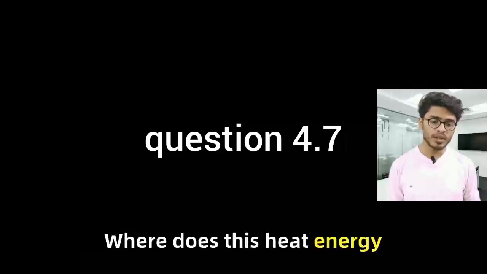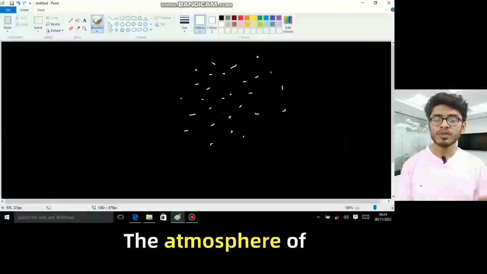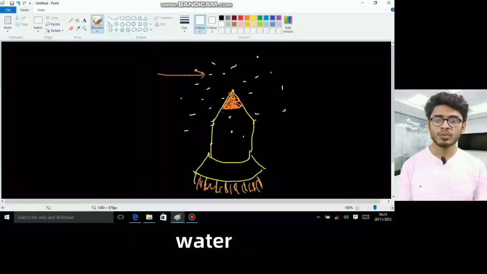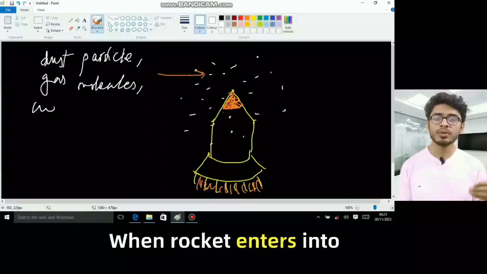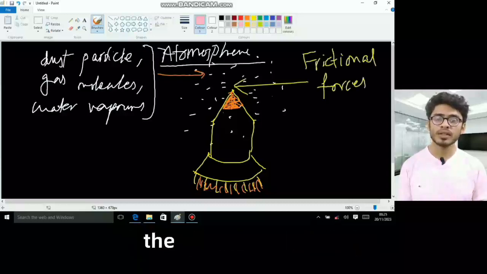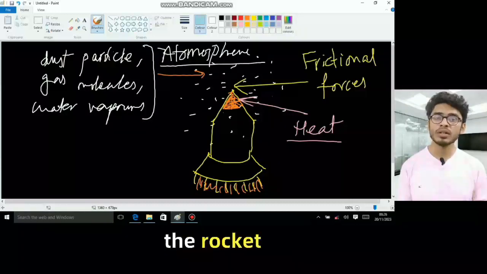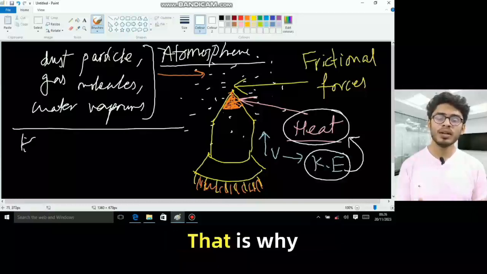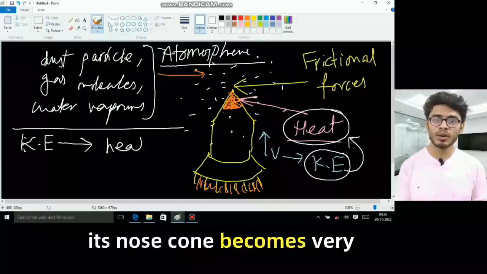Where does this heat energy come from? The atmosphere of Earth contains dust particles, gas molecules, and water vapors. When the rocket enters into the atmosphere and passes through these particles, the kinetic energy of the rocket is lost in the form of heat. That is why its nose cone becomes very hot.